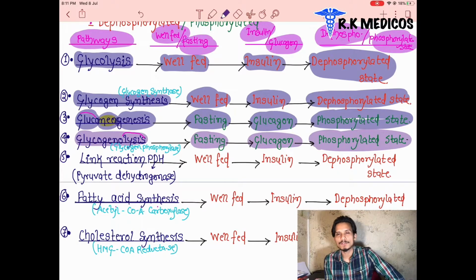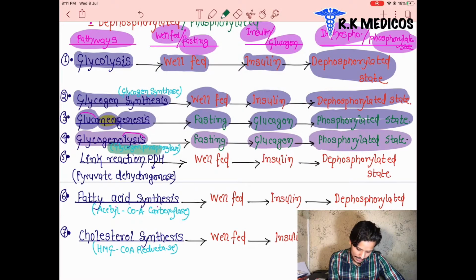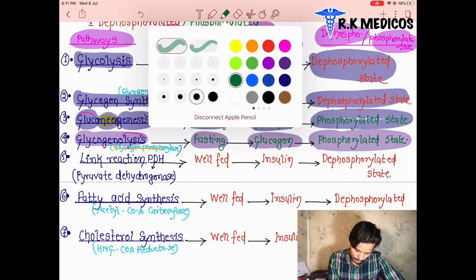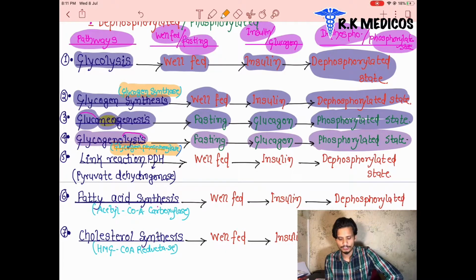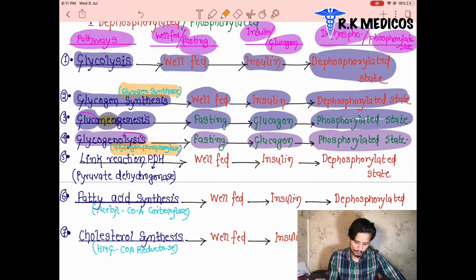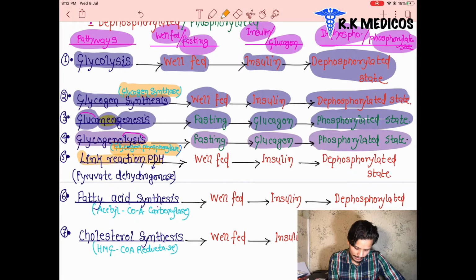What enzyme is responsible for the breakdown of this glycogen? Glycogen phosphorylase. The enzyme here is glycogen phosphorylase. Glycogen phosphorylase, and for glycogen synthesis, glycogen synthase. So we have to memorize these things. Next one, we are going to see the link reaction. What is the link reaction here? We can see what the link reaction is.